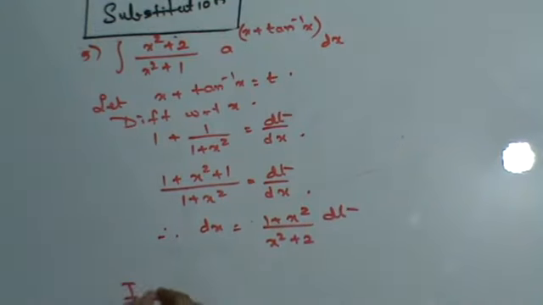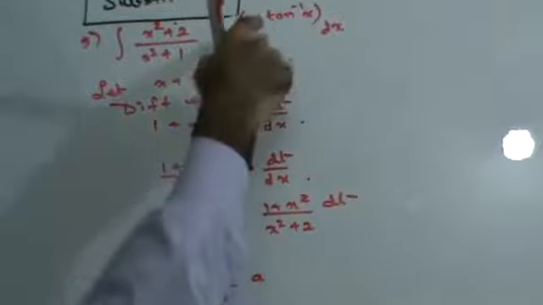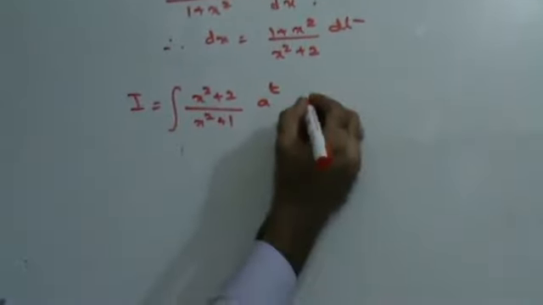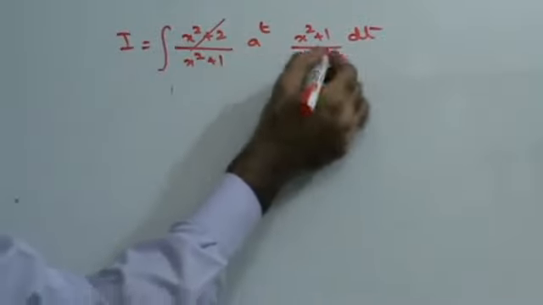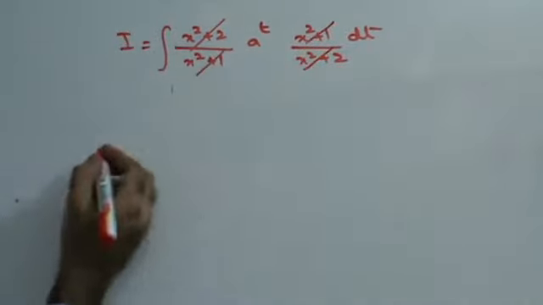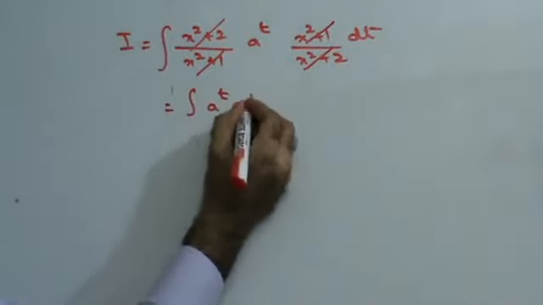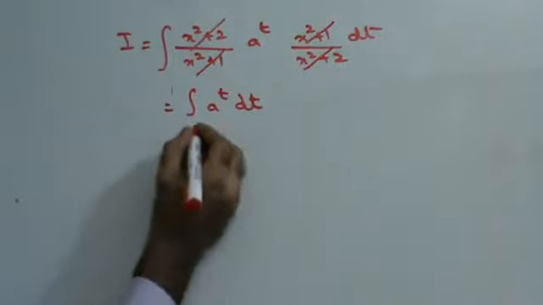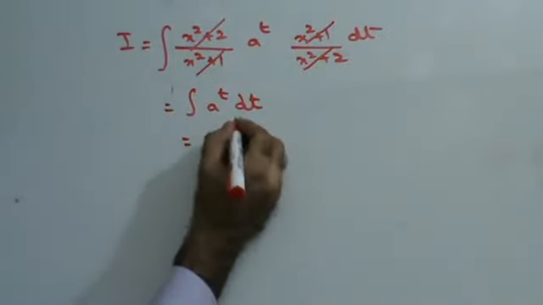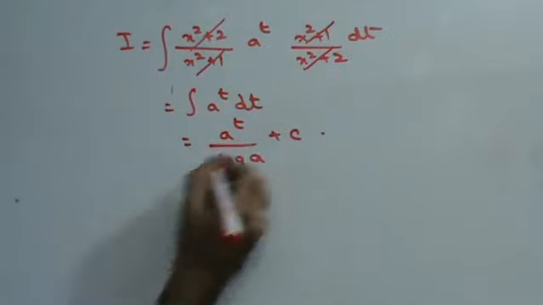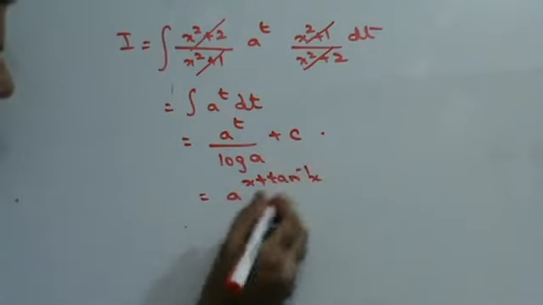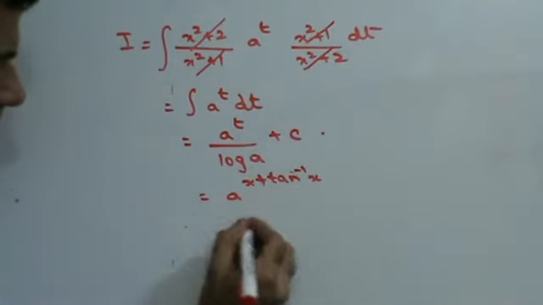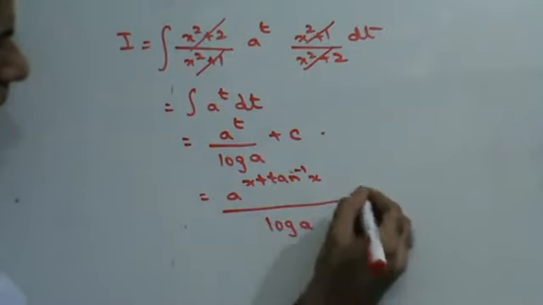Let's start with the sum. I can say I is integral of (x square plus 2) upon (x square plus 1) a. This can be written as a raised to t. dx can be written as (x square plus 1) upon (x square plus 2) dt. x square plus 2 and x square plus 2 cancel, x square plus 1 and x square plus 1 cancel. So this will be integral of a raised to t dt with respect to t. So this will be a raised to t upon log a plus c. t is nothing but x plus tan inverse of x, so the answer is a raised to (x plus tan inverse of x) upon log a plus c.